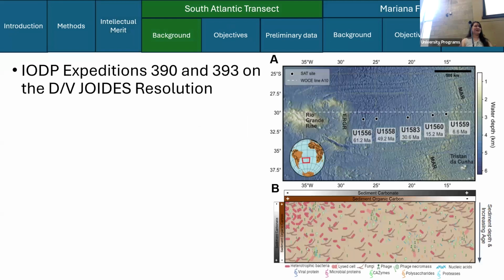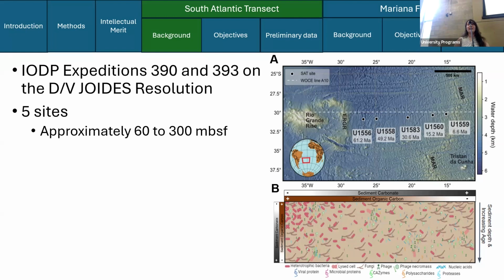And so I'm going to move on to the specifics of the first site. The South Atlantic transect was drilled by the International Ocean Discovery Program during expeditions 390 and 393 in 2022 on the drilling vessel JOIDES Resolution. They drilled 5 different sites for microbial study. At the sites closest to the Mid-Atlantic Ridge on the eastern side, the deepest sediments are approximately 60 meters below the seafloor. So that's, again, talking below the entire water column and then 60 meters into the seafloor.